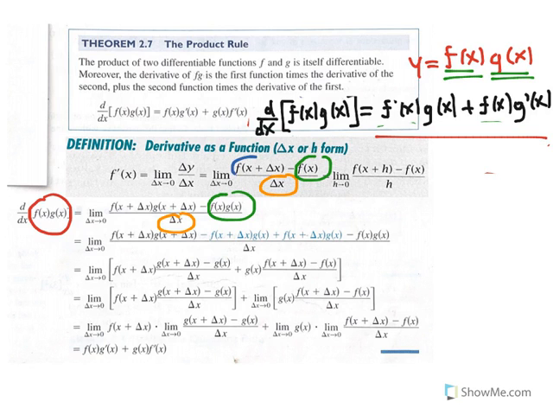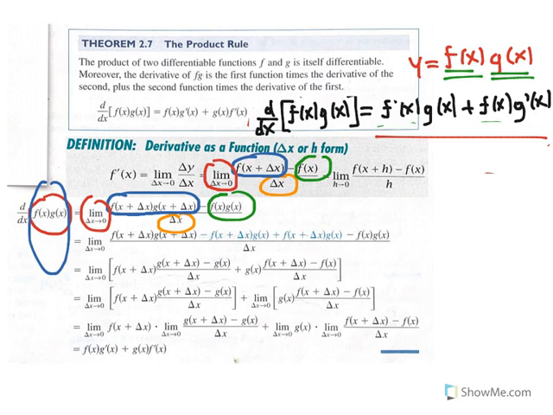And then here we have the function evaluated at x plus delta x. So our function is f of x times g of x, so we have that evaluated at x plus delta x. So we have f evaluated at x plus delta x, and then we multiply that by g evaluated at x plus delta x. And then we take the limit of that difference quotient as delta x goes to 0.